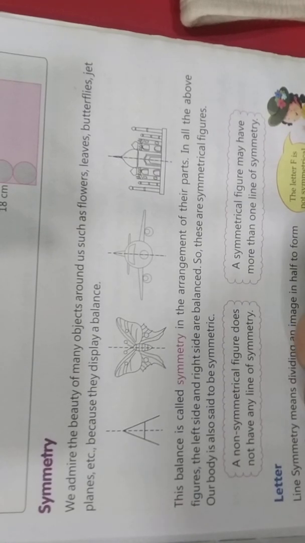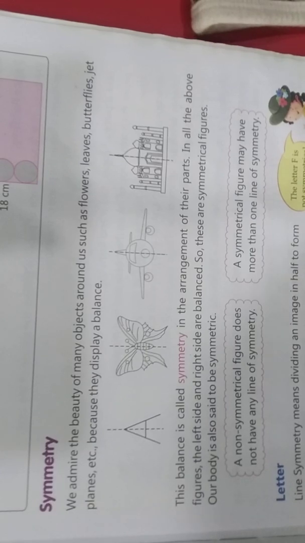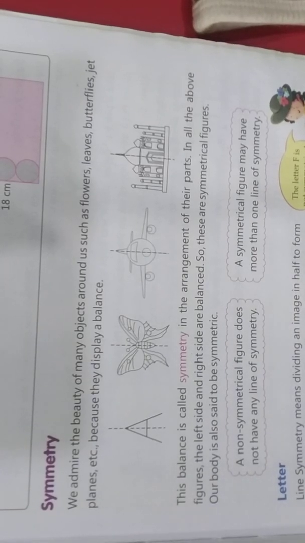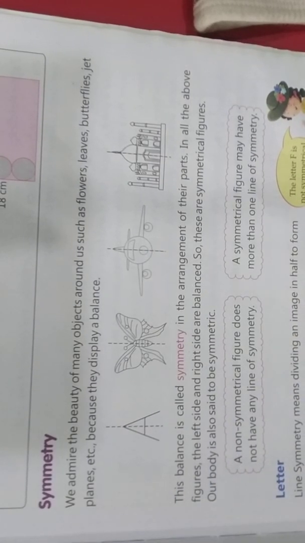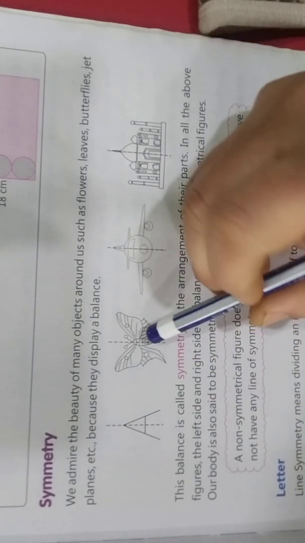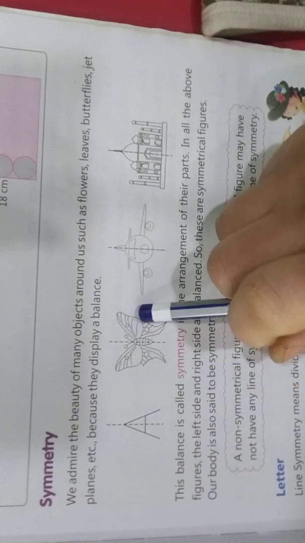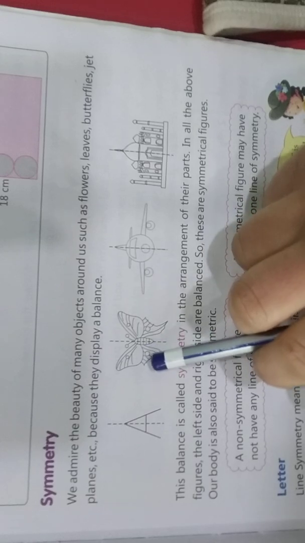As you can see, there are many objects in our surroundings, like flowers, leaves, butterflies, and jet planes. Around us there are many objects, and all these objects display some balance. Okay, so this is said to be symmetry. Like you can see in a butterfly, the left part and the right part are balanced. So this is said to be symmetry.